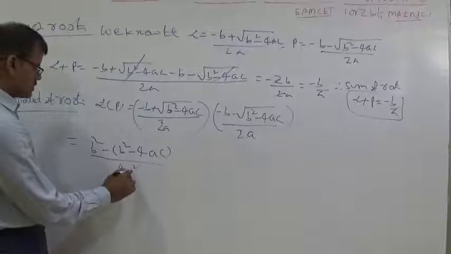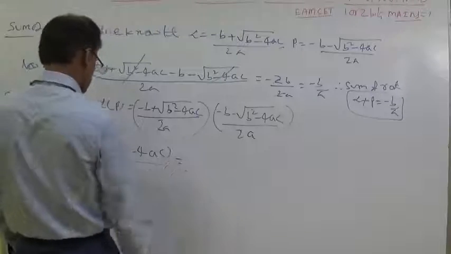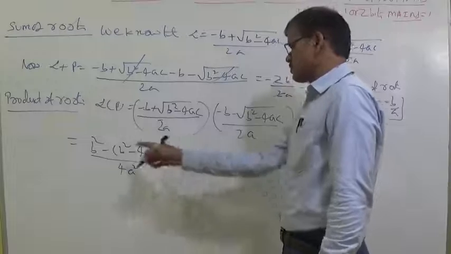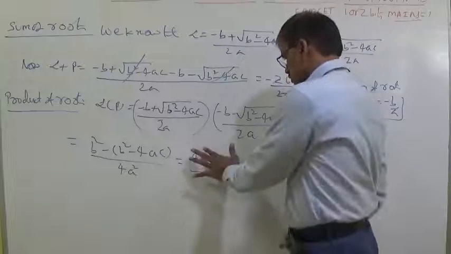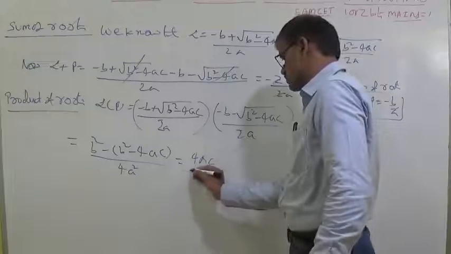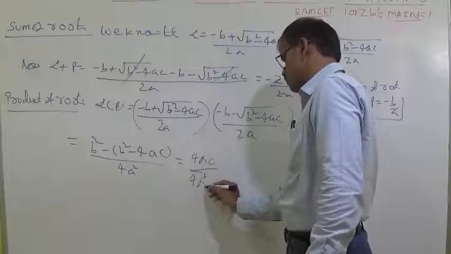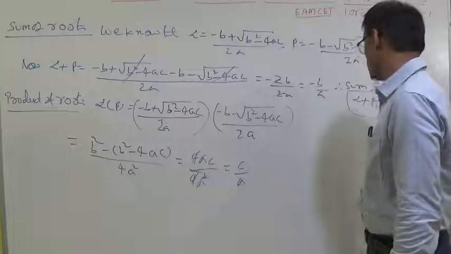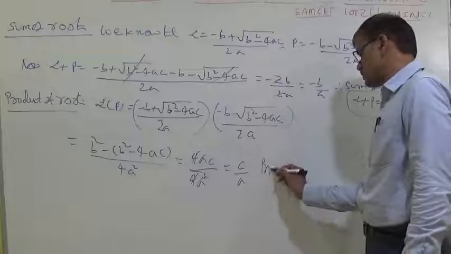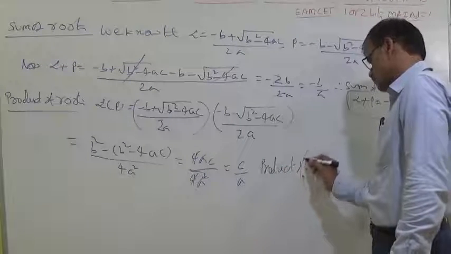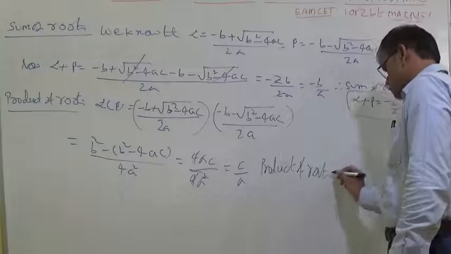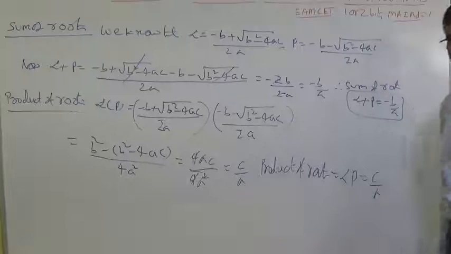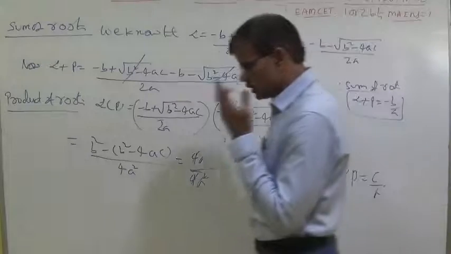b square minus of b square minus 4ac by 4a square. Now you can write here b square and b square getting cancelled. In numerator becomes only 4ac and denominator is 4a square. 4 get cancelled, a square get cancelled. So product of roots is the formula c by a. Product of roots alpha into beta we can write, product of roots is equal to c by a.